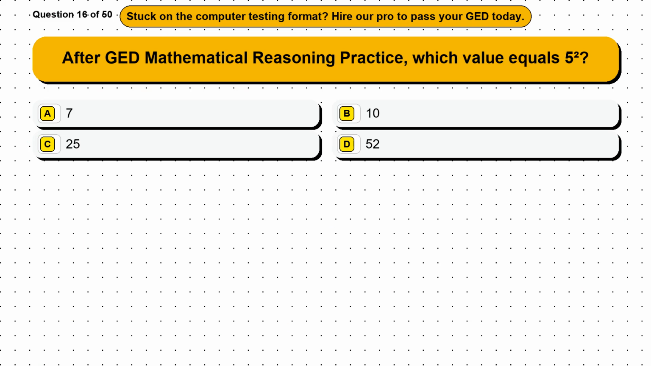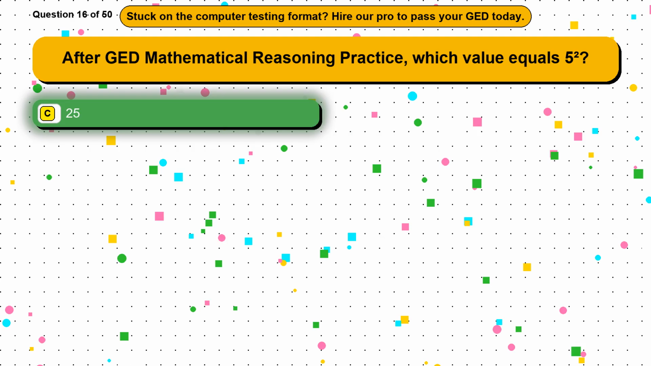Question 16. After GED mathematical reasoning practice, which value equals 5 superscript 2? Option A 7. Option B 10. Option C 25. Option D 52. The correct answer is option C, 25.